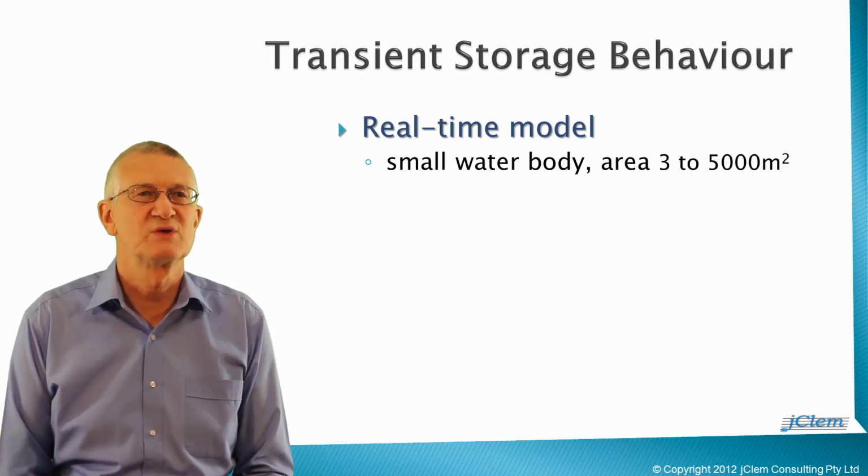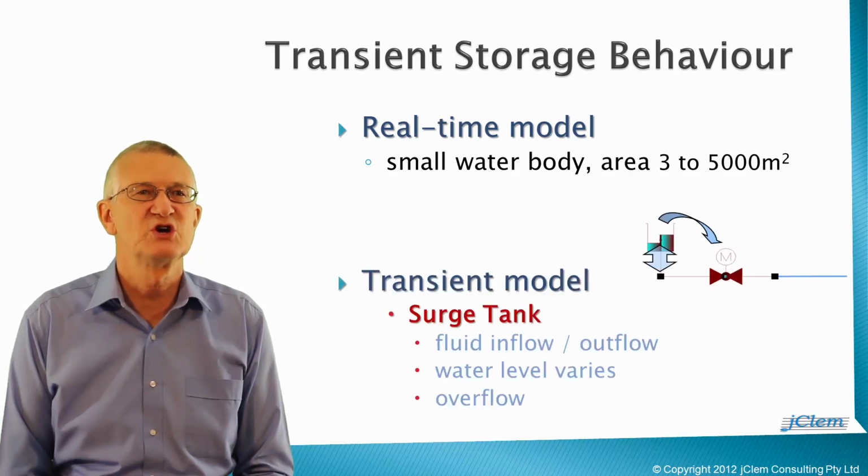A water storage with a cross-sectional area between 3 square metres and 5,000 square metres will be modelled as a surge tank in transient simulations. A surge tank tracks the flow of fluid discharged into and out of the system, allows the fluid level to rise and fall in the tank, plus the tank can overflow. Using a surge tank is appropriate when it is important to consider variation in water level, or head, at the terminal end of the system.